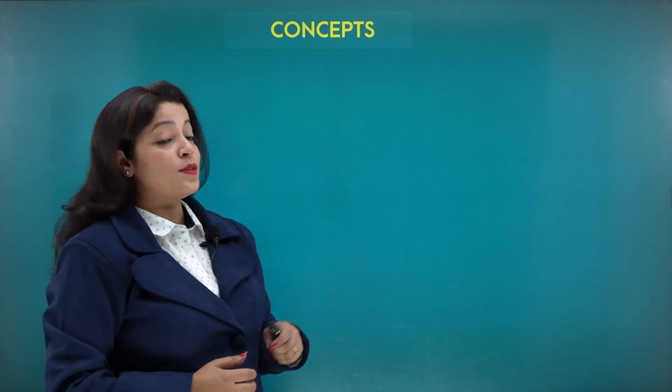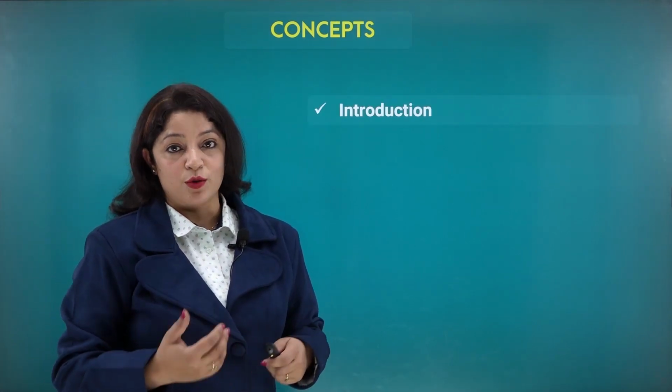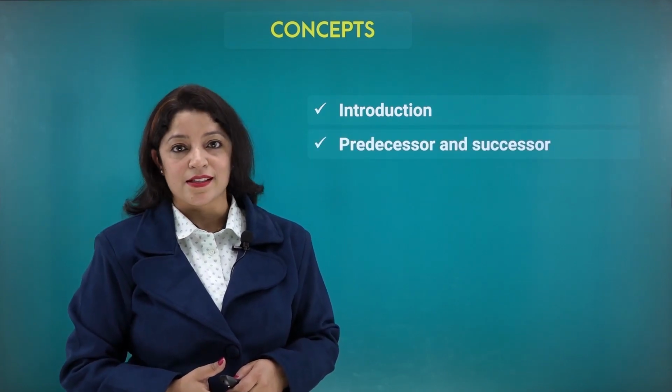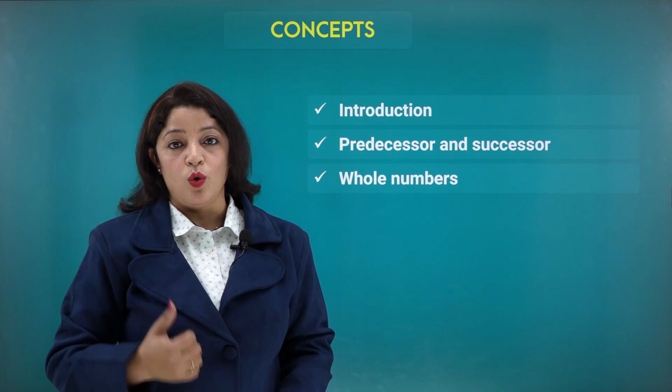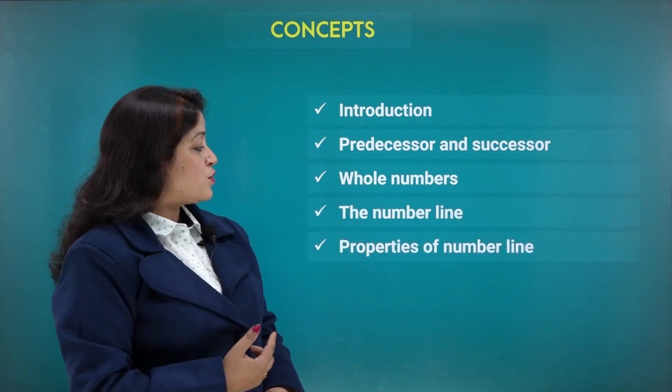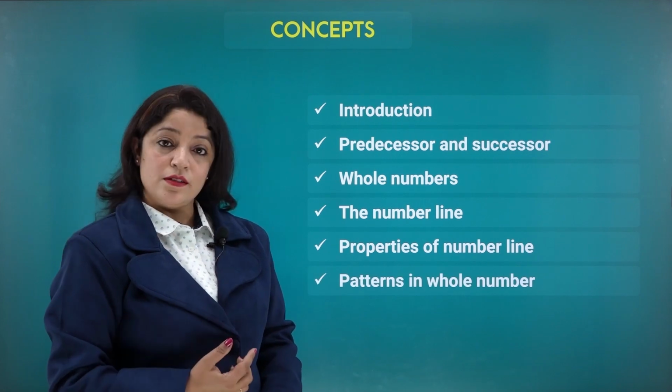So here in this chapter, let's see what concepts we'll be taking. First, we'll go with the introduction part, then we'll cover the topic predecessor and successor, then whole numbers, the number line, we'll include properties of the number line, then patterns in the whole numbers. We'll be covering the above topics from the chapter.